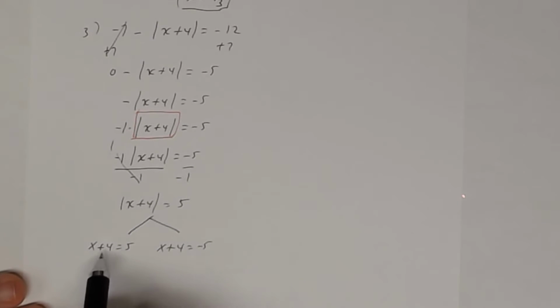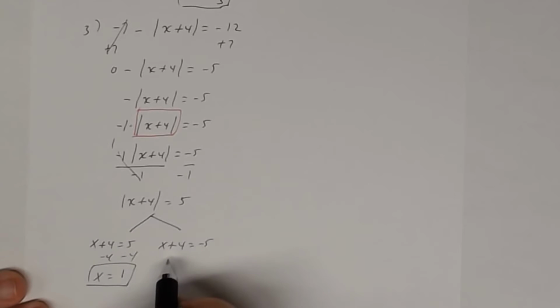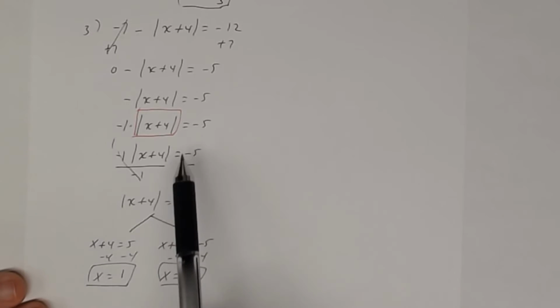And then solving each of those linear equations, subtract 4 from both sides. I get x equals 5 minus 4, which is 1. Over here, subtract 4 from both sides, I get x equals negative 5 minus 4, which is negative 9. Okay, so as long as I did this process correctly, these are your solutions.